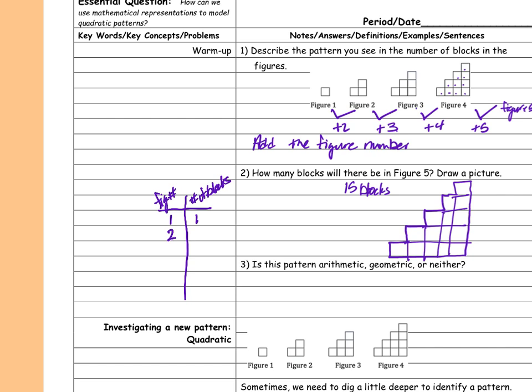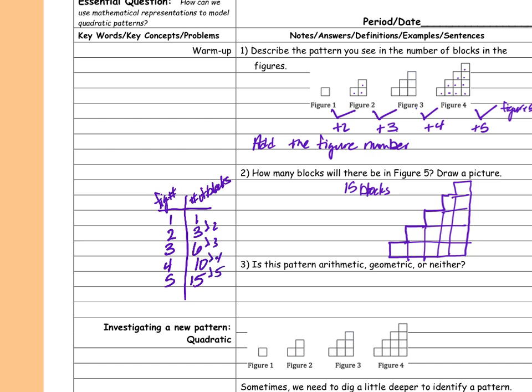Anybody? 1, 2, 3. And how many in figure three? Well, 3 plus 3 is 6. In figure four, I had 6 plus 4 is 10. In figure five, we know we had 15. So arithmetic means what? That I'm adding the same number every time? Am I adding the same number every time? Well, this would be 2, this is 3, this is 4, and this is 5.